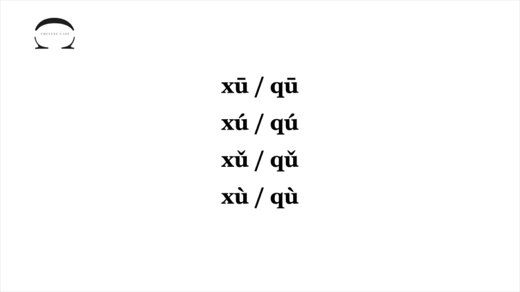An extra remark here, the letter that looks like U in these syllables is in fact the Chinese vowel letter U with the omission of the two dots on top.